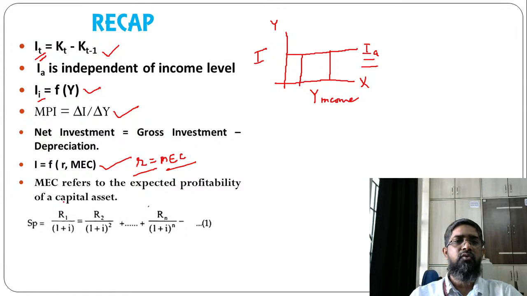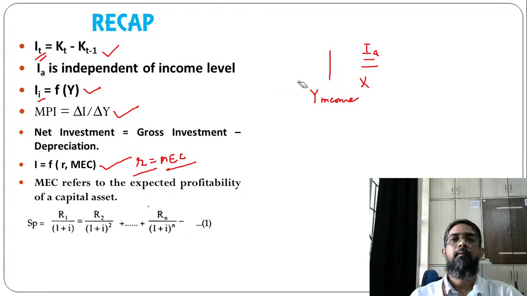Anyway, so MEC refers to the expected profitability of capital investment, or expected return, expected earning, that you can say. Many of you, I saw yesterday in messages, were asking what is MEC. MEC in a simple way is expected profitability or expected profit, and how it is measured. Just a second, I'll show you one. As I told you yesterday, let us take a quick look.